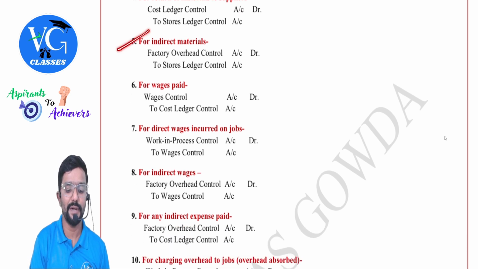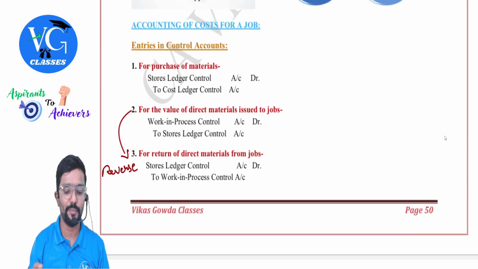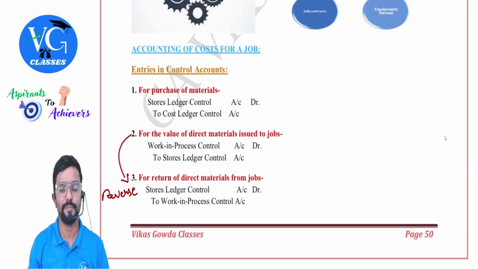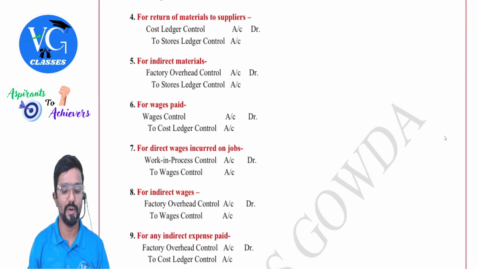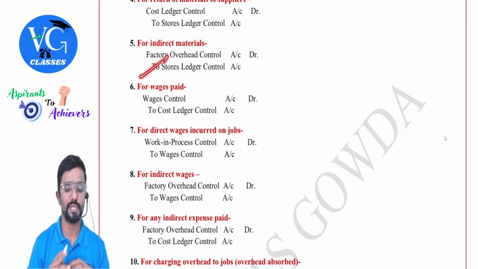Then if there is any indirect material, straight away send it to where? The factory overhead control account. You would have purchased it. When you purchased, you would have passed the same entry for both direct as well as indirect material. But when you are transferring, you will transfer it to whom? Factory overhead control account to stores ledger control account.